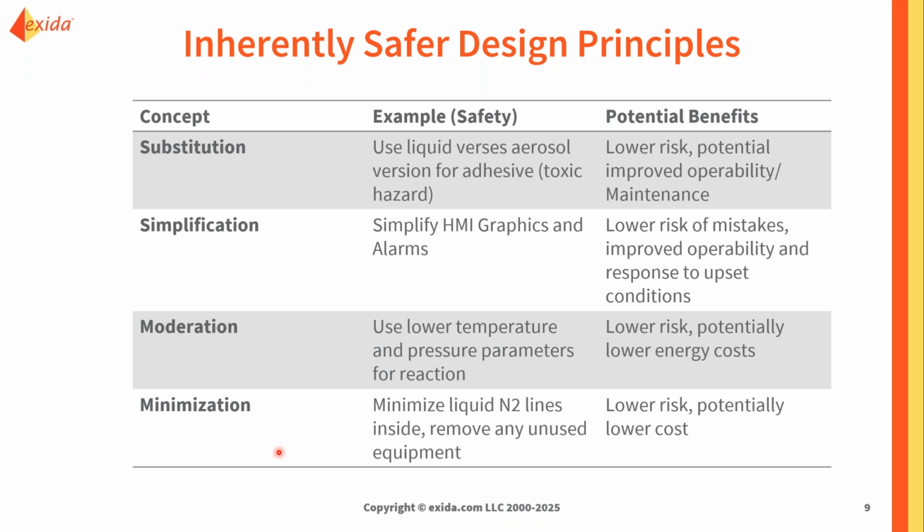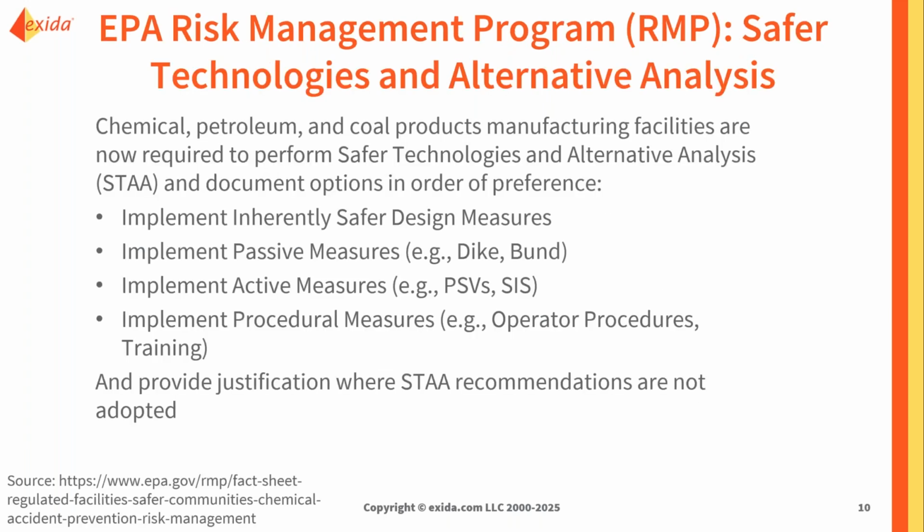So these are a couple of examples to really ground us in how inherently safer design techniques can be applied in different processes. It's important to note that this is not just a best practice that some sites look at, but actually in the latest updates to the EPA Risk Management Program, or RMP, they are specifically requiring a type of inherently safer design analysis that's called Safer Technologies and Alternative Analysis. And this is required for chemical, petroleum, and coal product manufacturing facilities.